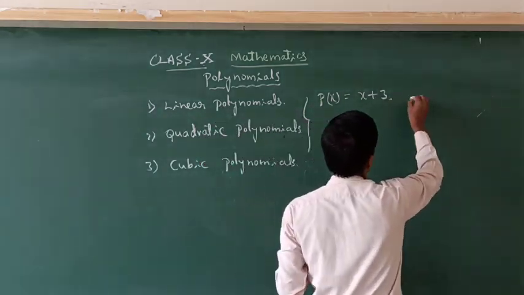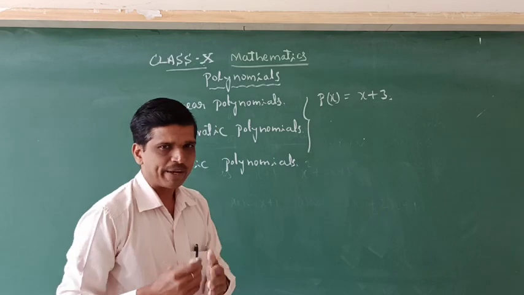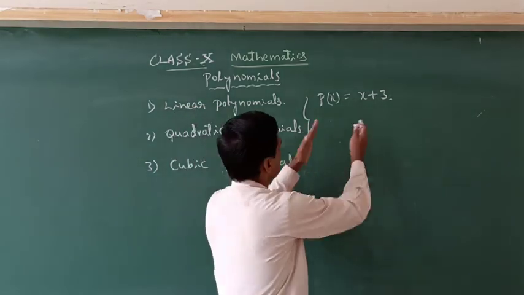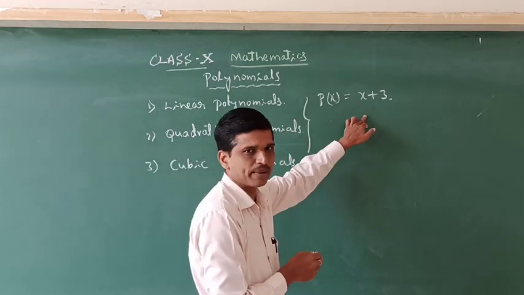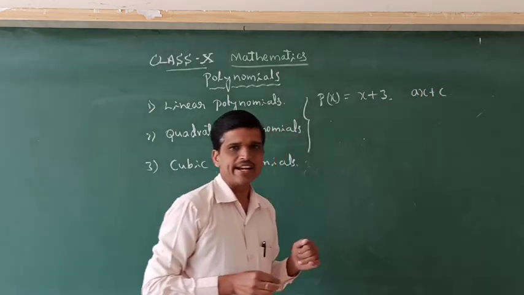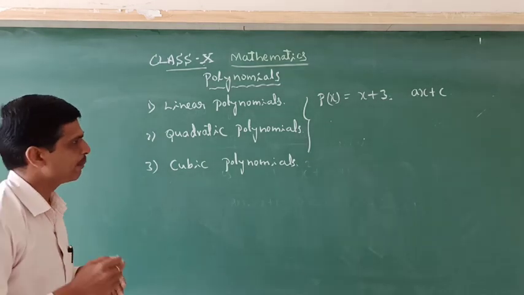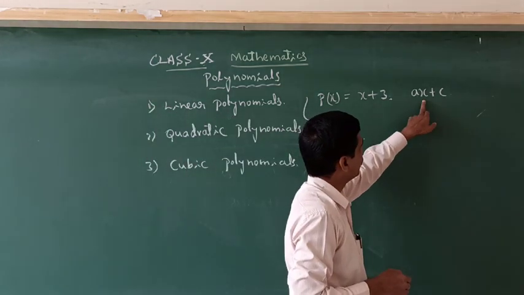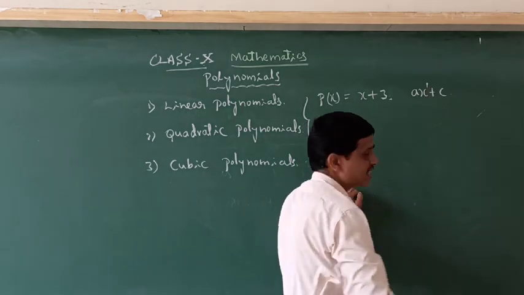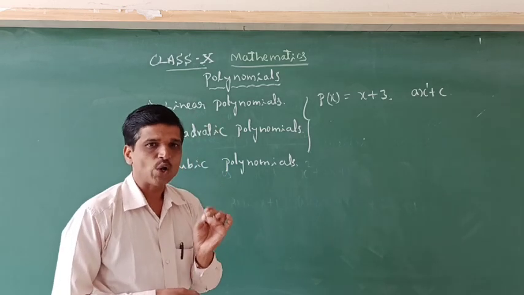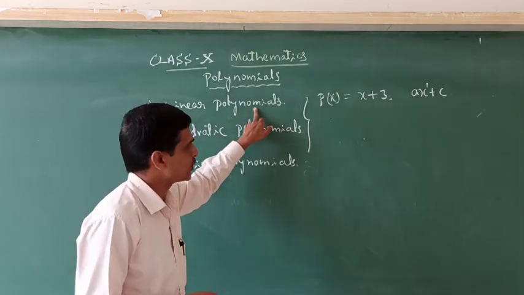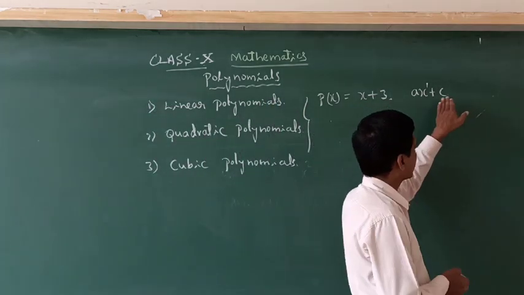Not only this, we can take any values, and any binomials also. That is also nothing but a linear polynomial. What about its general form? That is ax plus c. Here a and c are constants, real numbers, and x is the algebraic variable. Its power is 1. If the polynomial has degree 1, it is a linear polynomial, hence the general form is ax plus c.